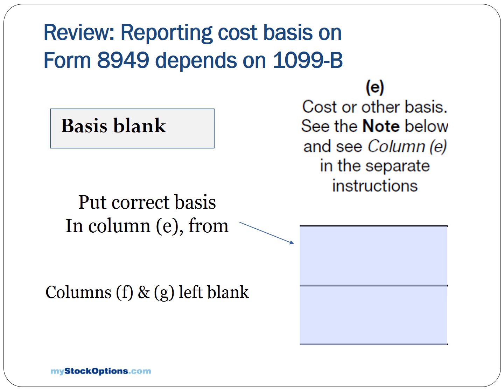So let's review that rule. Again, if the basis is blank, you put the correct basis in column E, and you leave the other columns on Form 8949 blank. Those are the columns for the adjustment and for the reason for the adjustment.